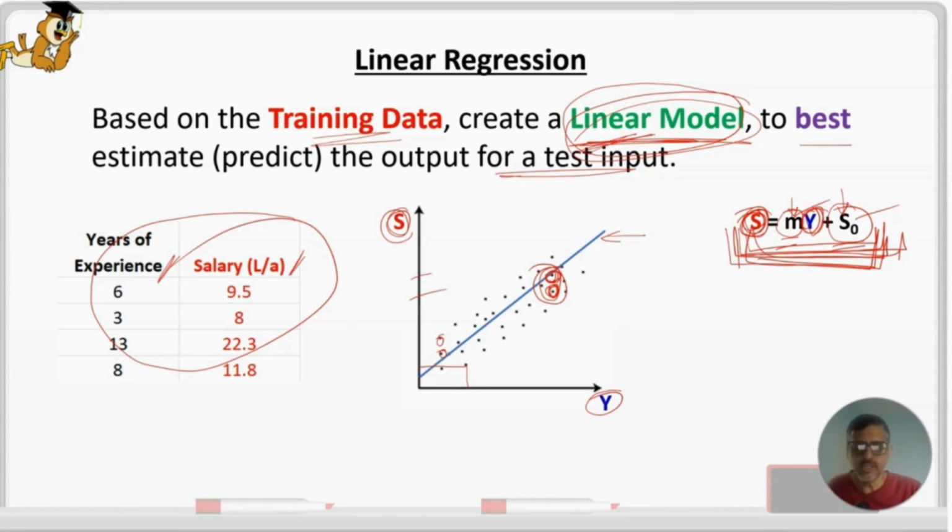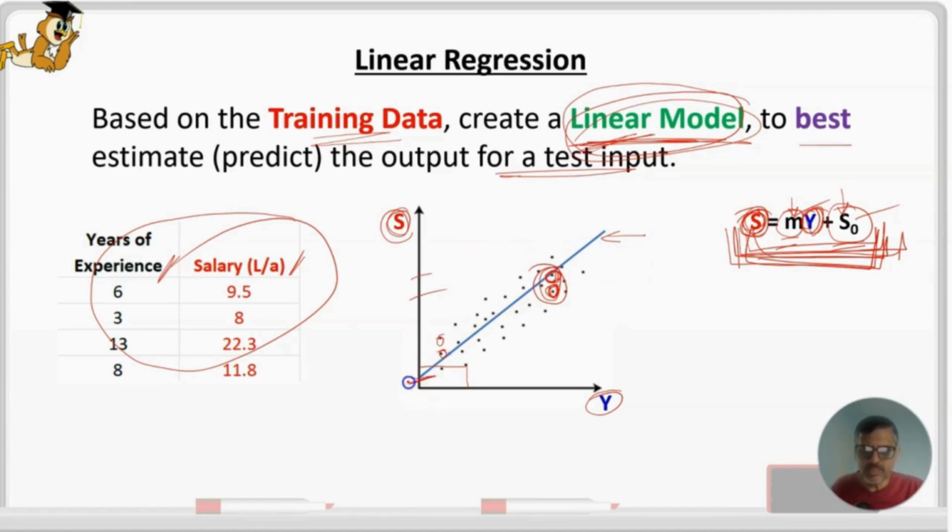So this is linear regression. We are going to find this linear model. Now clearly, I have drawn some more lines over here. The green line and the brown line would differ from the blue line in terms of the variables m and s0.